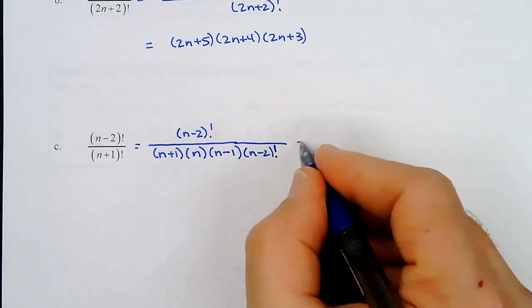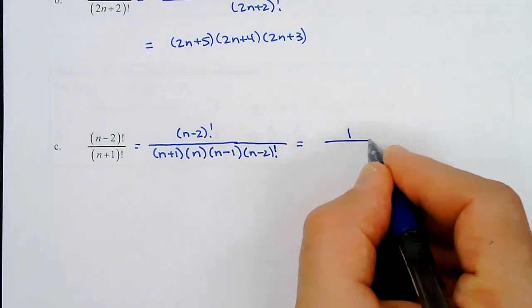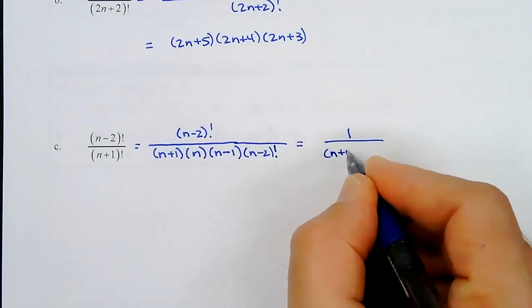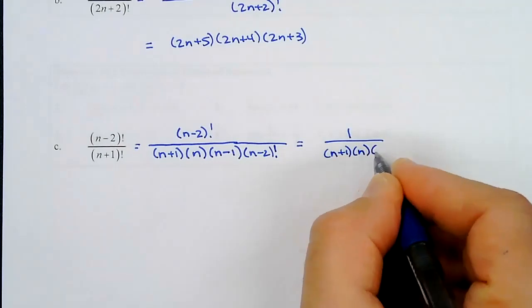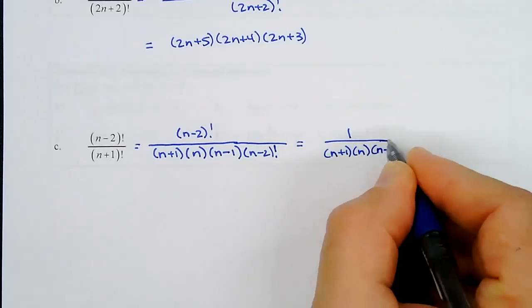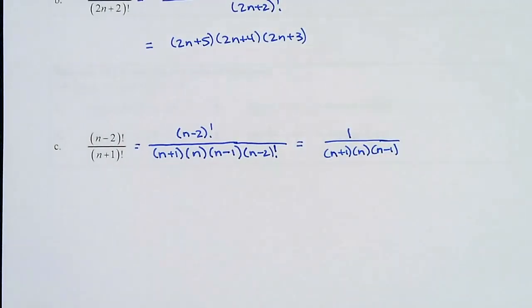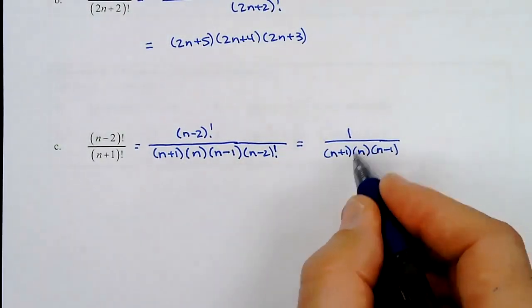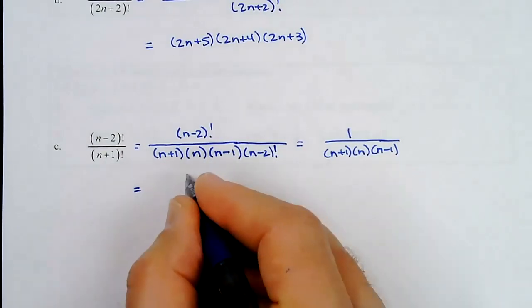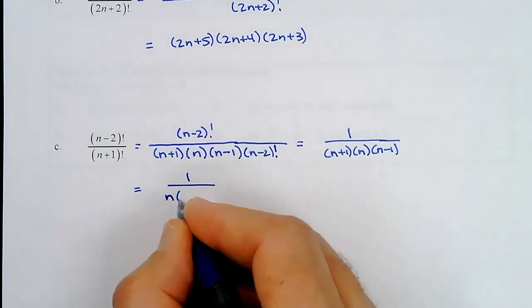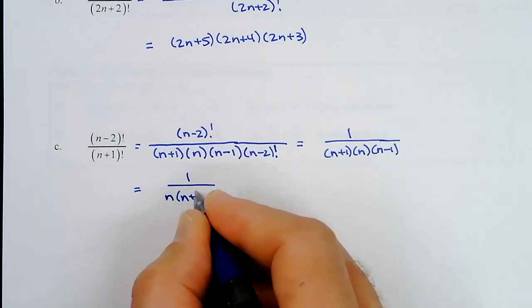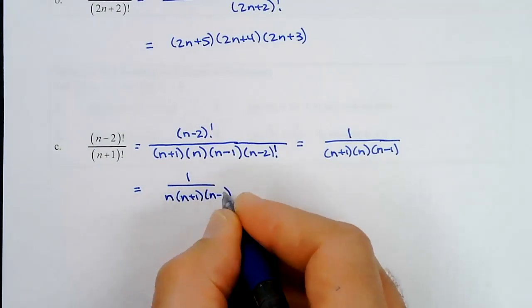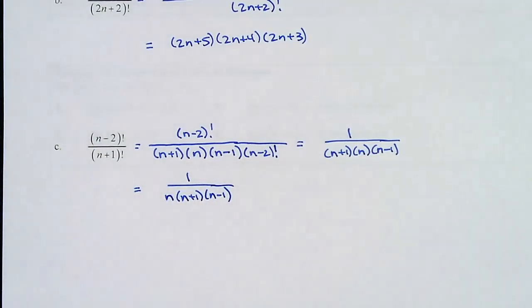And so what we have left is 1 over (n plus 1) times (n minus 1). And that's how you simplify these. Okay. I would probably rewrite this one and put the n first. So 1 over n times (n plus 1) times (n minus 1). Would you have to? No, you wouldn't have to, but I think that's just a little bit of a cleaner way of showing it.